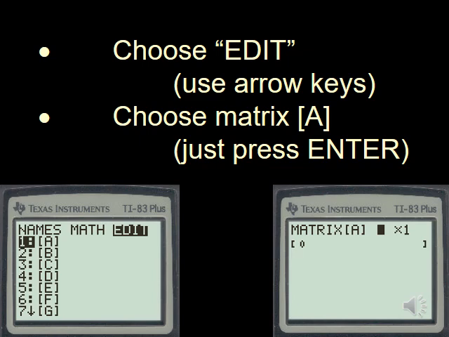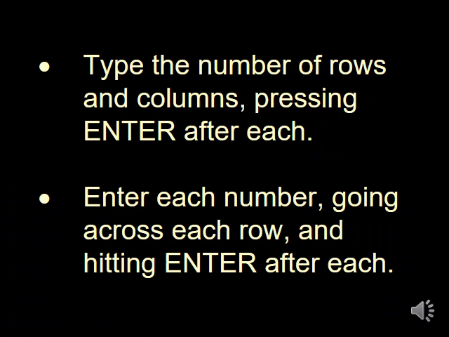So you go into matrix mode, use your arrow keys to go over to Edit, and hit Enter to choose matrix A. The first thing you're going to be asked are the dimensions or the size of this matrix. It's asking you how many rows and how many columns there are. Rows, you always read across, so you count them by going down. And columns, you always read up and down, you count them by going across.